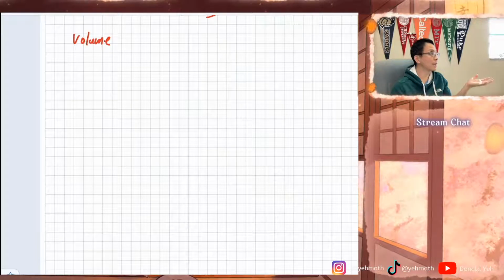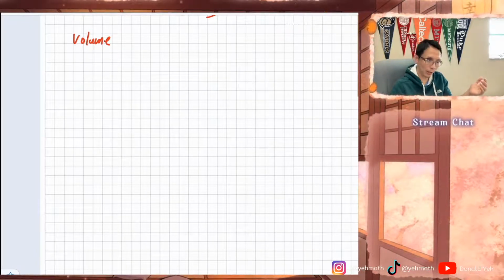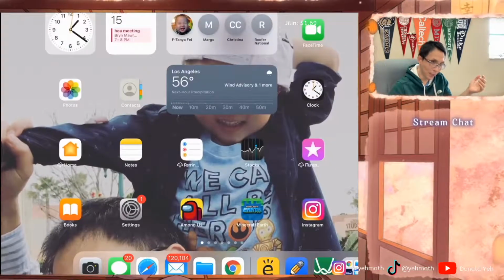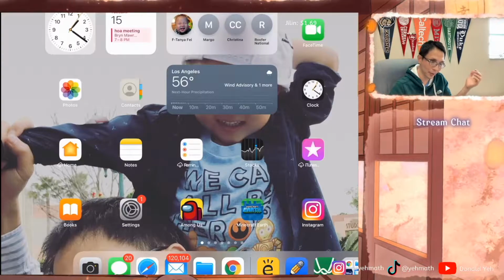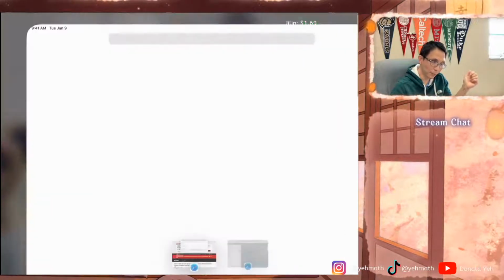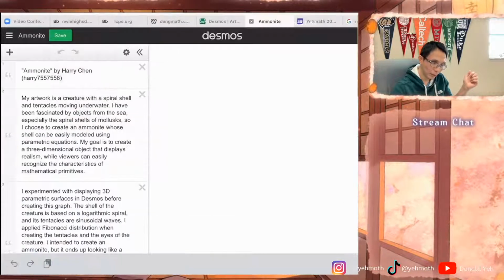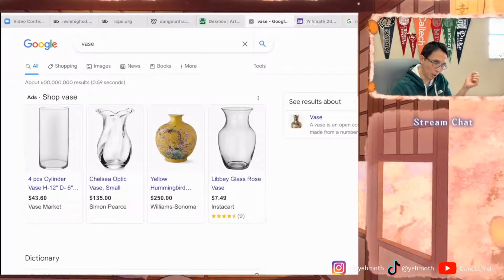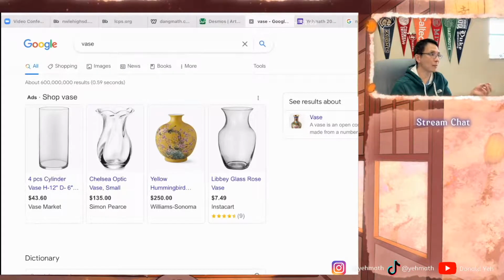Okay, so let's say the volume of a vase. Have you seen a vase before? Yeah. You can pull up an image of any type of vase. I used to bring a vase to school, and I used drills and did things. What about a water bottle? Like this type of vase, the lobby glass rose vase. So how do I find the volume of a vase?